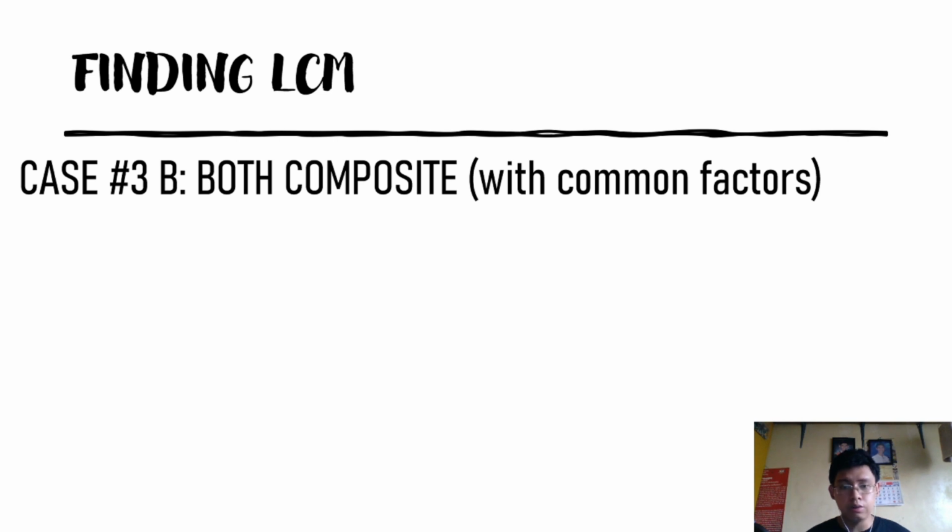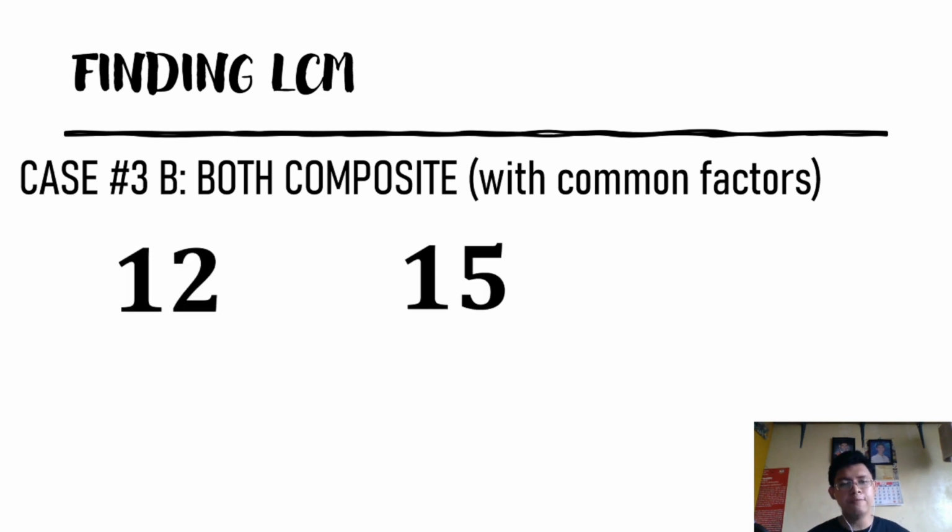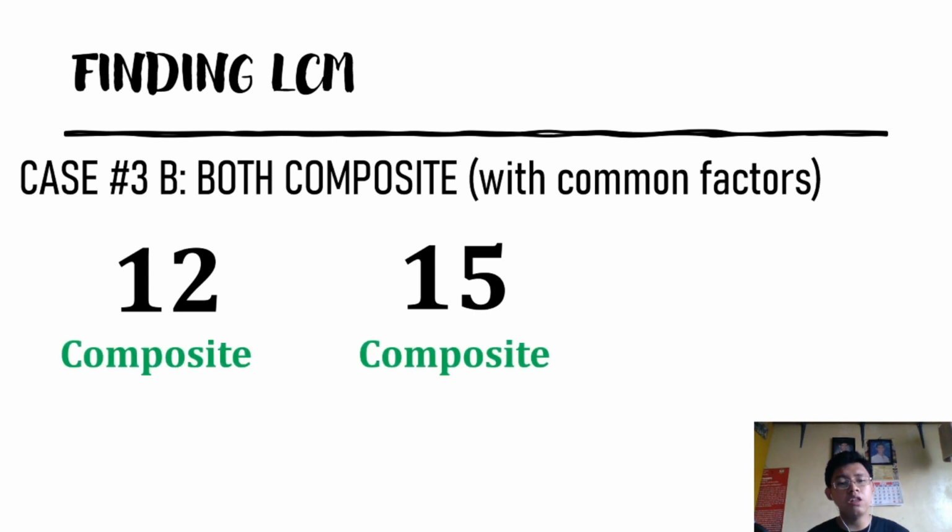Okay, so let's have another example. Let's have 12 and 15. 12 and 15 are both composite numbers. Now, do they have a common factor? If your answer is yes, then identify their greatest common factor. So their greatest common factor is 3.